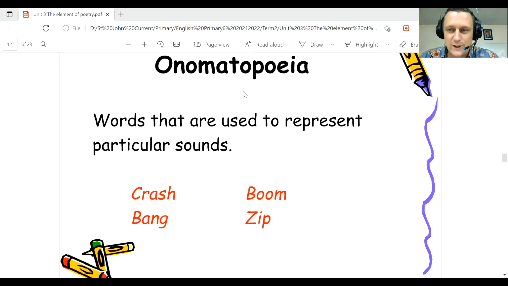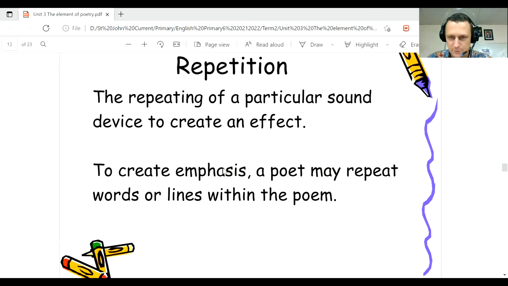Onomatopoeia are words that imitate sounds. Do you remember the comic strips from long ago? Maybe not, because you're not that old like me. Where they write things like pow, boom, crash, clang, slash. When the superheroes are fighting, those are actually onomatopoeias. Like here: crash, boom, bang, zip. They can also be sounds of animals, like meow.